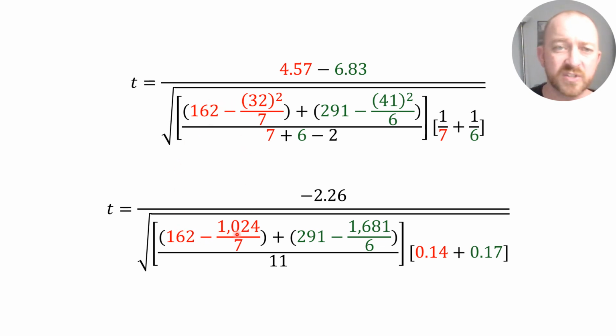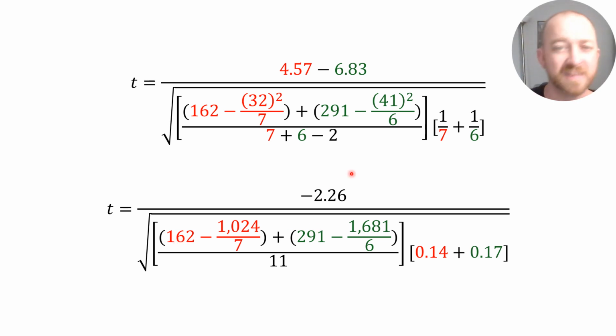All right, once again, we square 32 and we get 1024. Some people get confused here, and they think that squaring 32 gives you the same as the sum of squares, which is 162. And as you can see, they're very different. 1024 is not even close to 162.